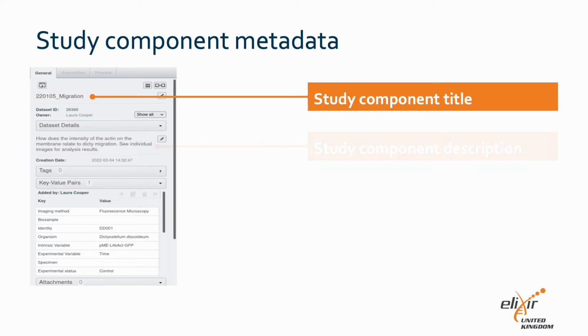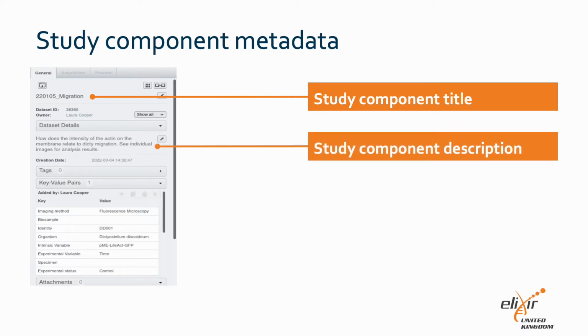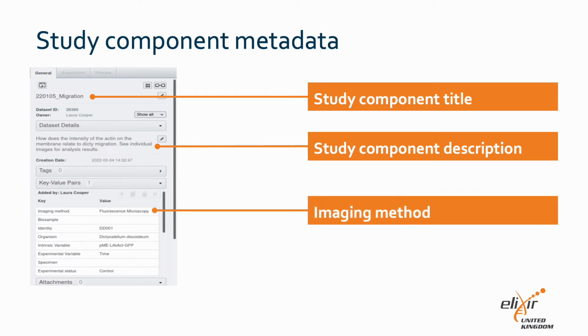I've added a description to the dataset details. You can see here that I have noted that the analysis results are attached to each image rather than to the dataset. This is so that if other users come to this dataset looking for the results and find they aren't attached to the dataset, they know where to look for them. I then use the key value pairs for all other metadata, starting with the imaging method.